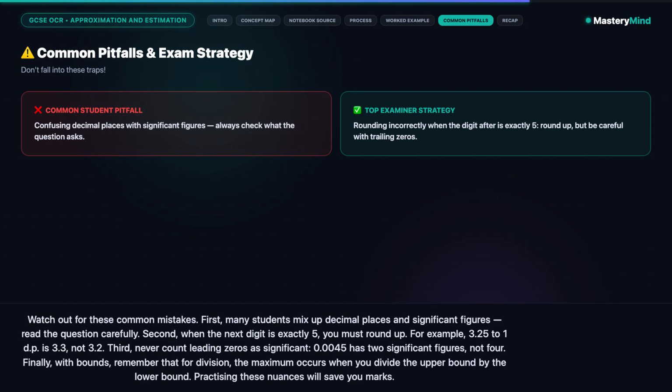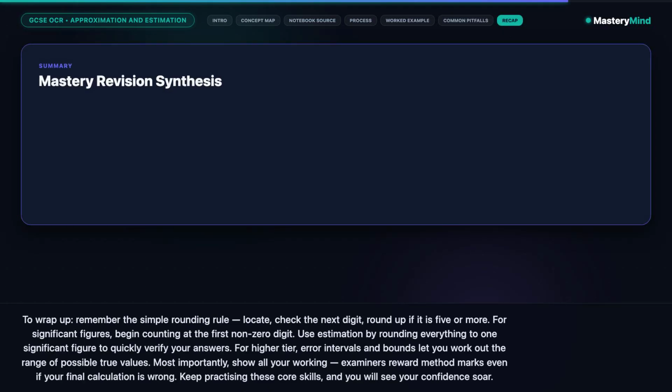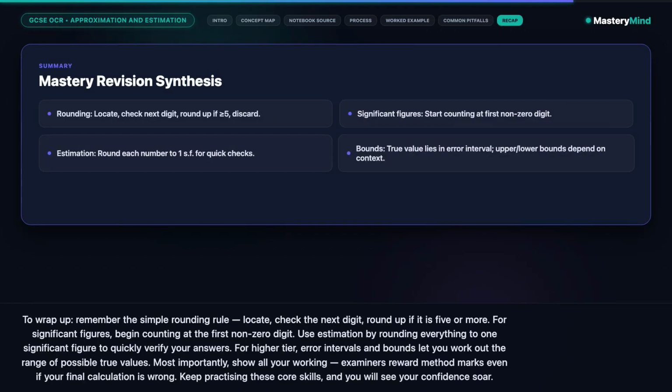Third, never count leading zeros as significant. 0.005 has one significant figure, not 4. Finally, with bounds, remember that for division, the maximum occurs when you divide the upper bound by the lower bound. Practicing these nuances will save you marks.